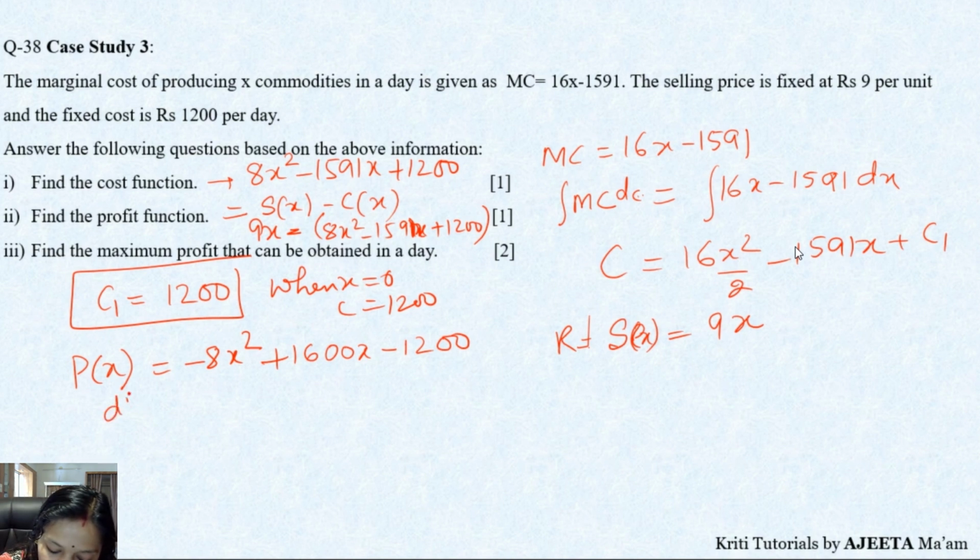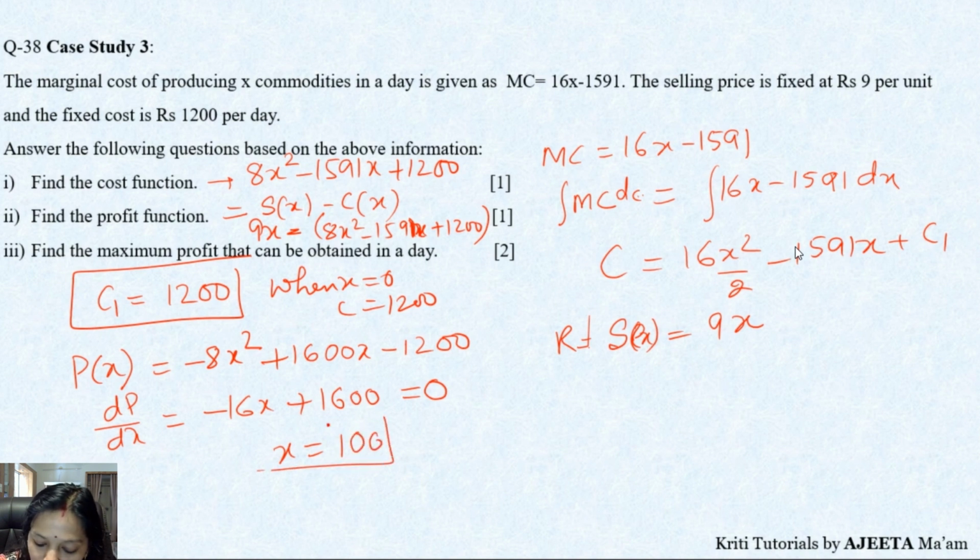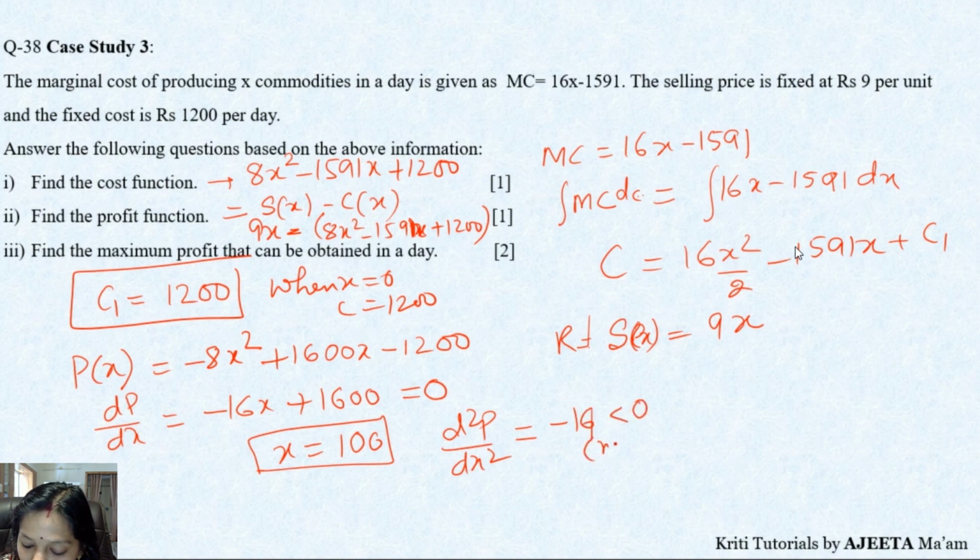Now the third part needs a calculation for maximum profit. So for maximum profit, we will find the derivative of the profit function, which is minus 16x plus 1600. We will equate it to 0 and find x. So x comes out to be 100. Simple question. Right? Now maximum. So d square P by dx square we will find. It's a subjective question, so this step is important. So minus 16 is less than 0, so it's a point of maximum. Already marks distribution is there, that's why I'm not giving you, because you will get full 2 marks if you do everything, but if you miss out d square P by dx square, half mark is lost.